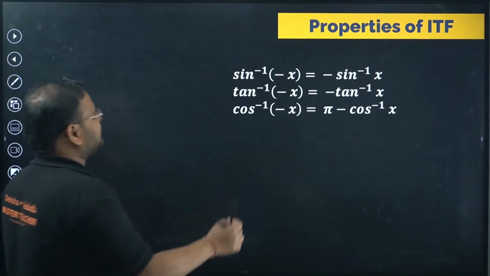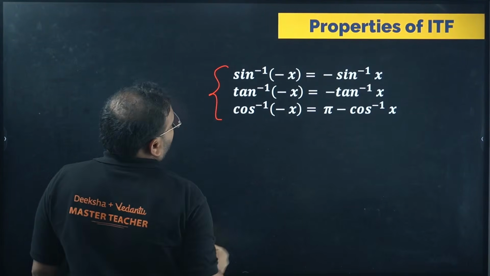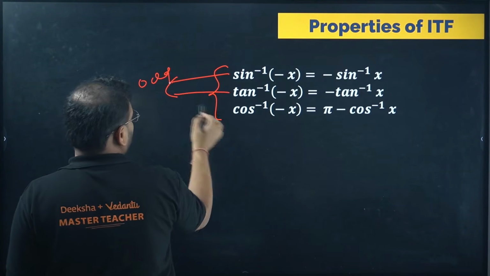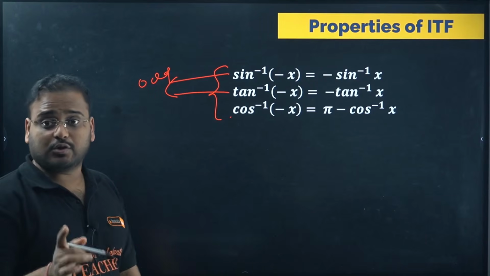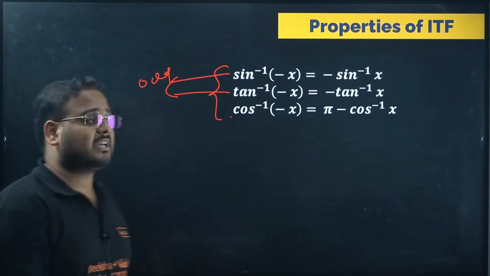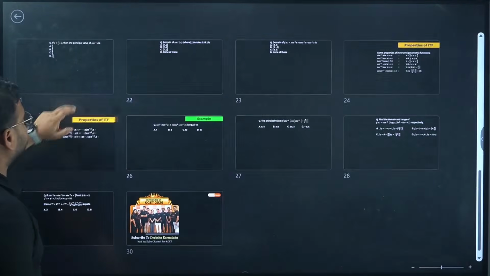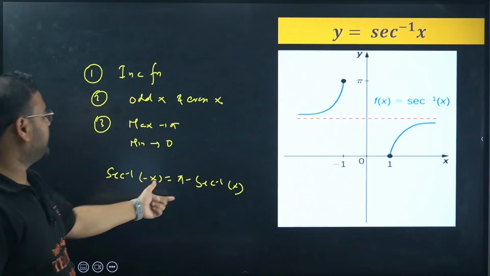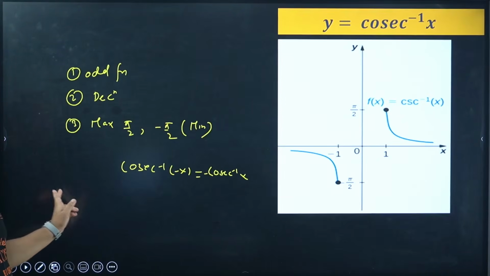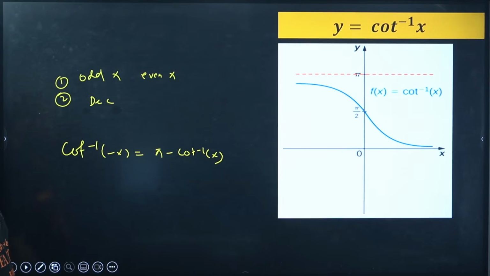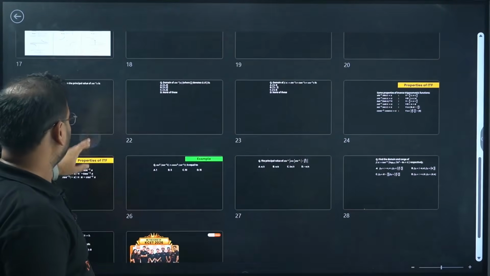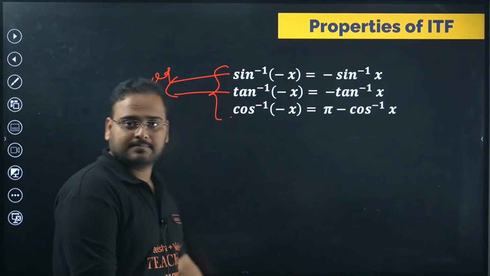Principal value branches, I just taught you this. These two are for odd cases. This one is neither odd nor even. I have given you the others also. For cot inverse and sec inverse, I have already given that. Please check. Sec inverse I have given over here, cosec inverse over here, cot inverse over here. So I have given all three as well.